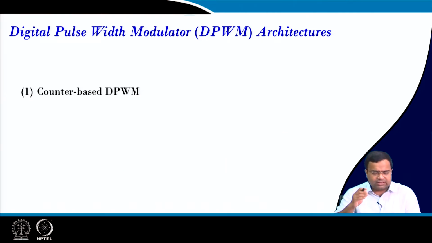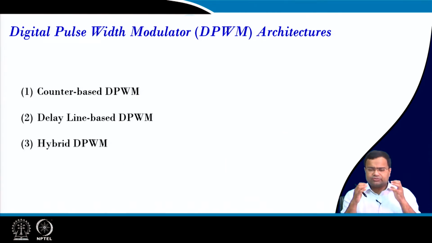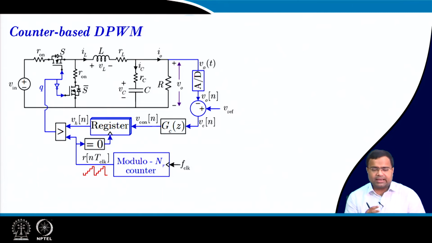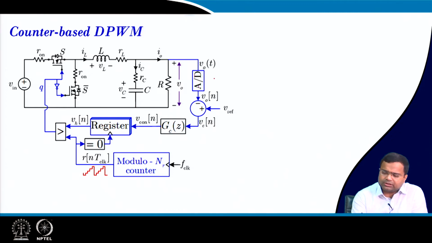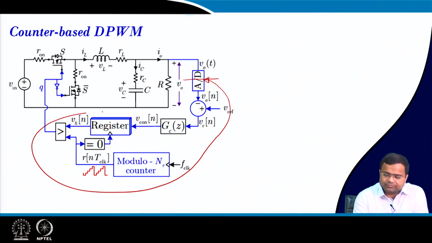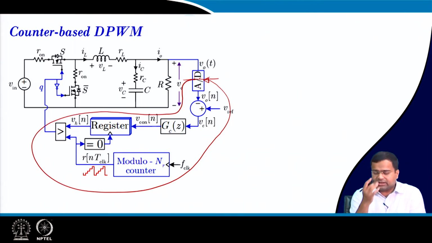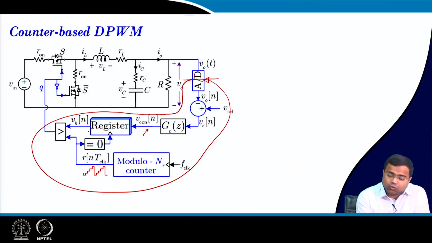Here we will summarize the three different architectures, but first we will go over the basic counter based DPWM. How does it work? Take a DC-DC buck converter for example, with voltage mode control. We already know the ADC, and from this block onward we have everything in digital. This is the compensator and this is the controller output. The controller output is stored in a register, and the output of the register is synchronized with some clock. This value is compared with the sawtooth.